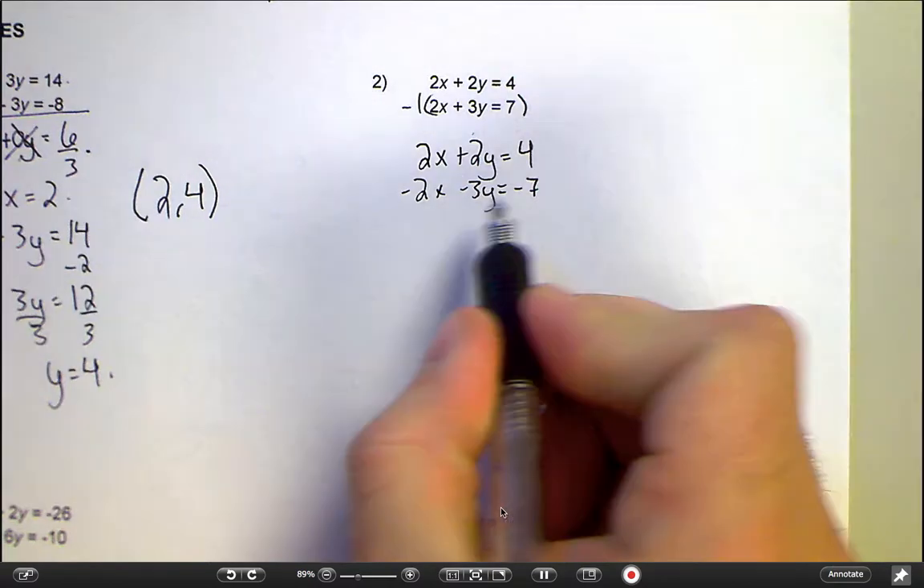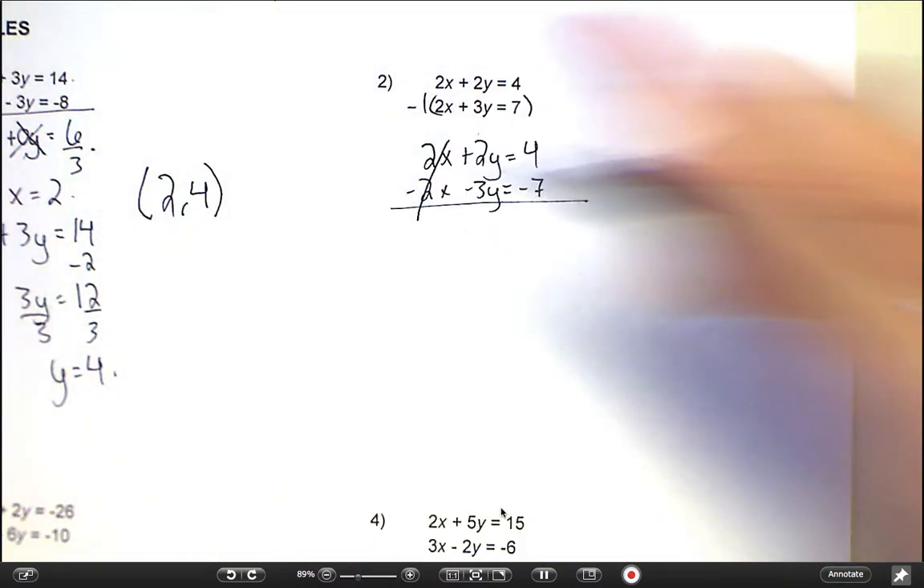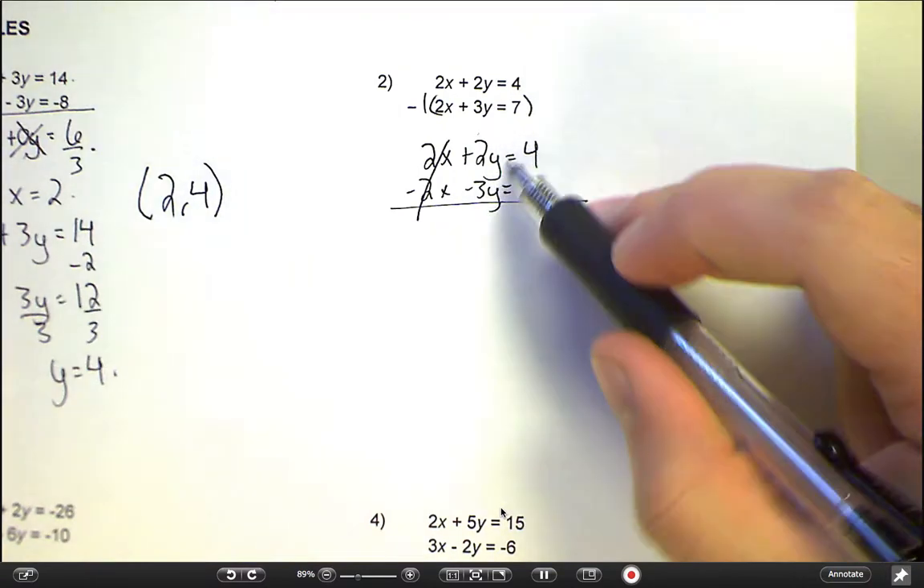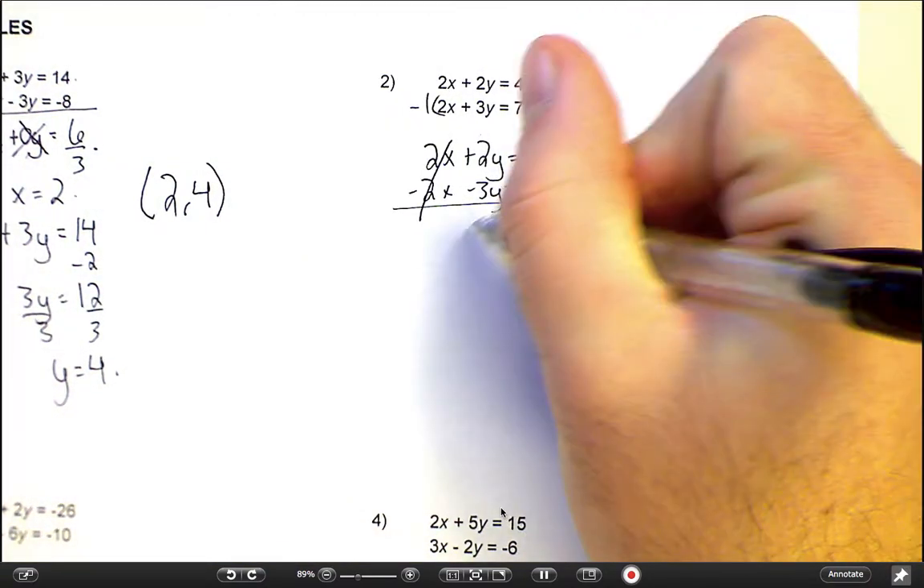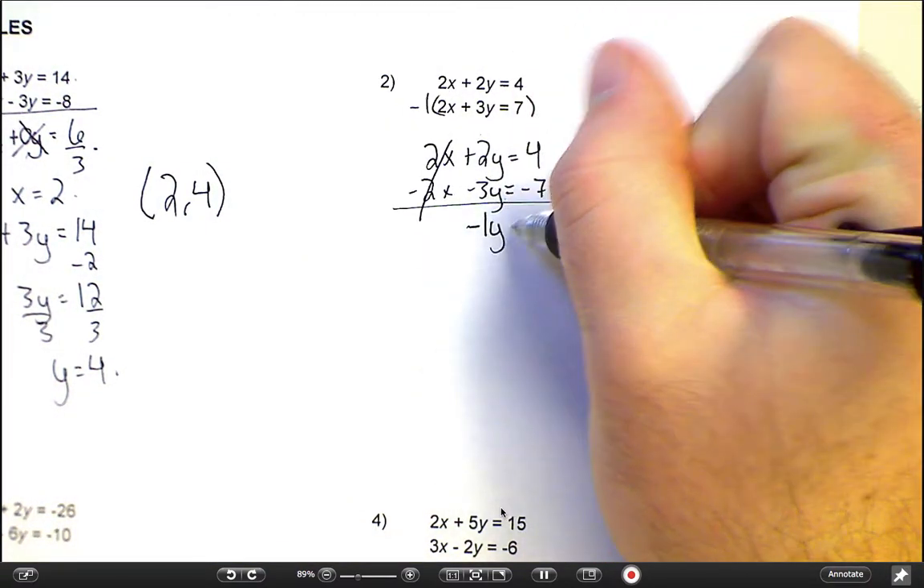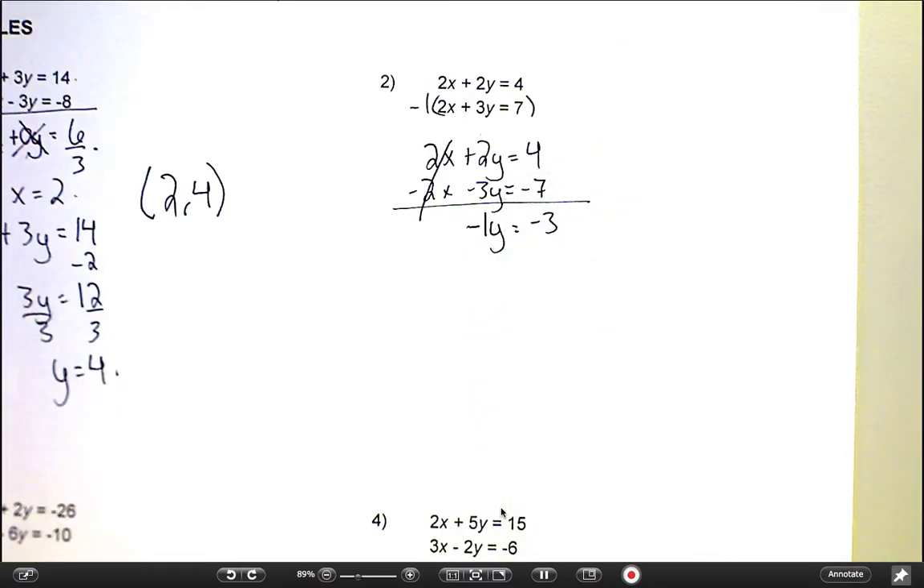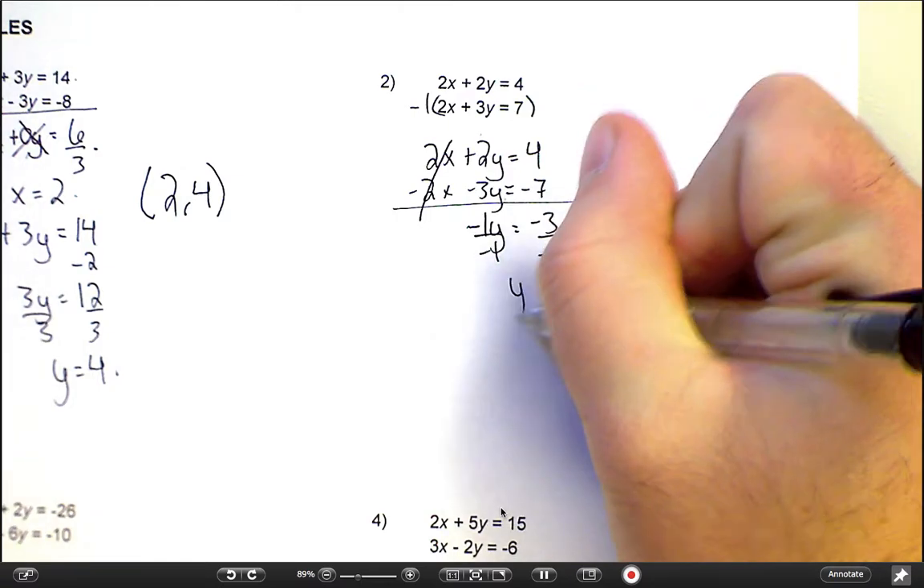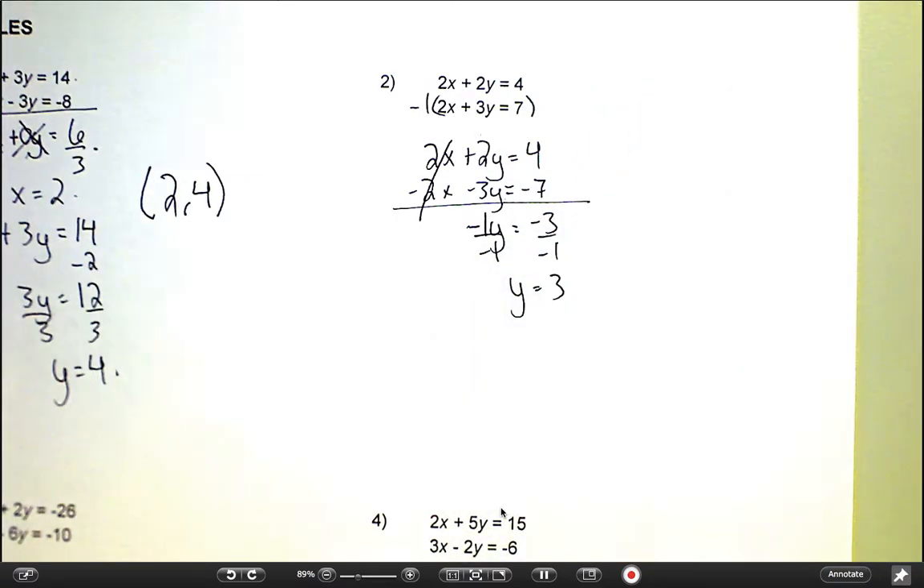Okay, again, I'm going to add these together. And this time my x's are going to cancel. And it doesn't matter which variable cancels as long as one of the two cancels. It can be either x or y or whatever variable we're using. For my y's here, I have 2y and a negative 3y. It gives me negative 1y is equal to negative 3. Then I can go through and divide by my negative 1 on both sides, and y will equal 3.